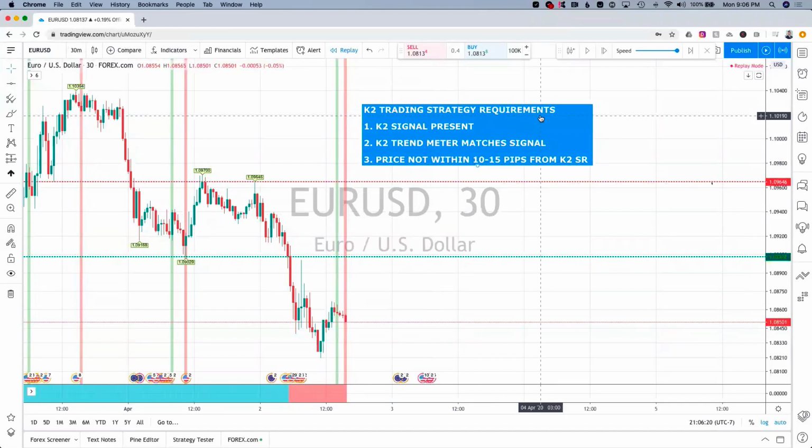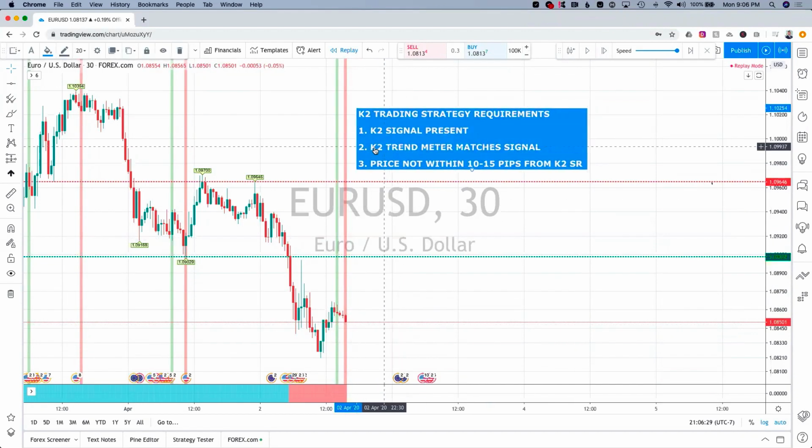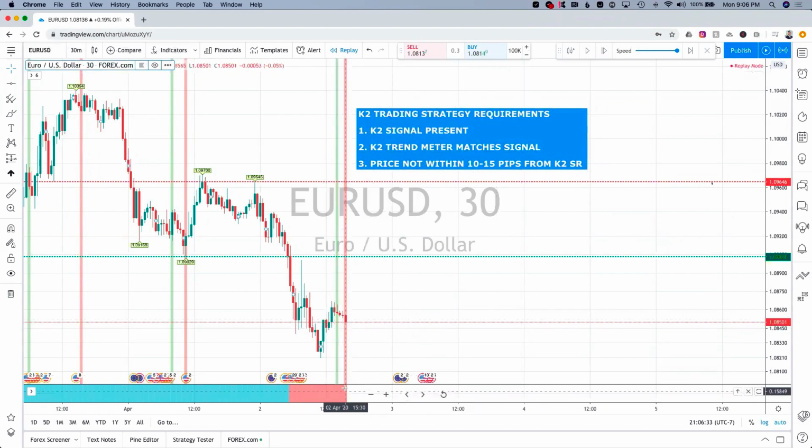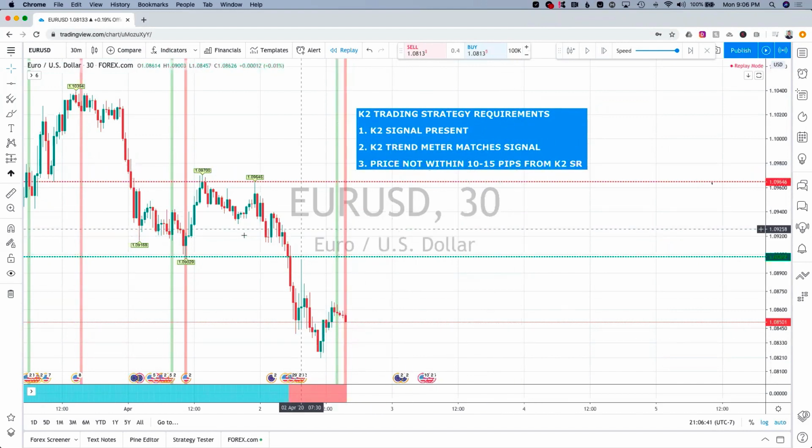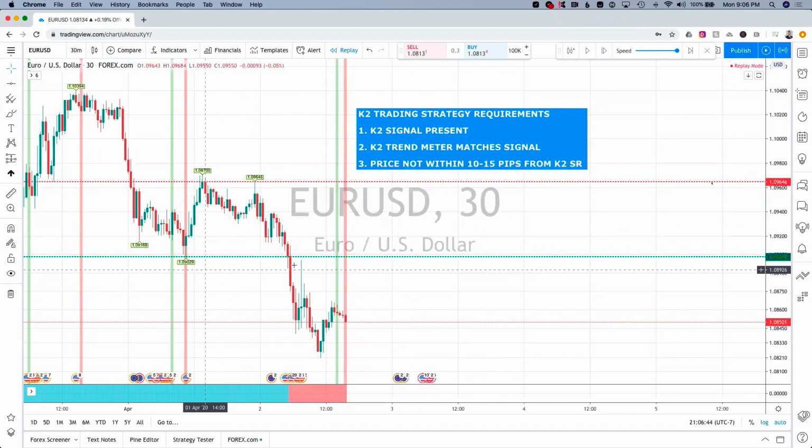First of all, you want to make sure that there's a K2 signal present. As you can see here, we have a sell signal. Next, you want to make sure that the K2 trend meter matches the signal. Down here, the trend meter is red. These are both red, so this gives you a valid entry. Lastly, you want to make sure that price is not within 10 to 15 pips from the K2 SR, which is this red line and this green line right here.